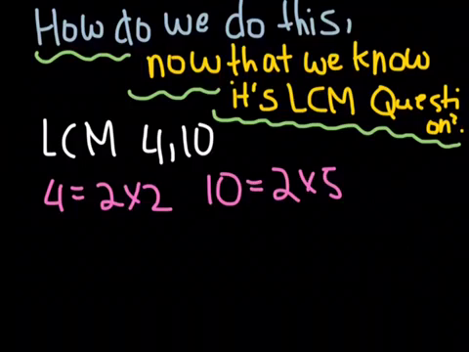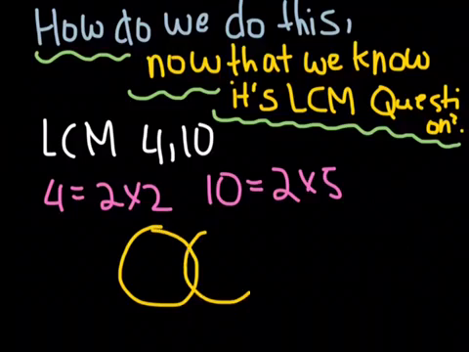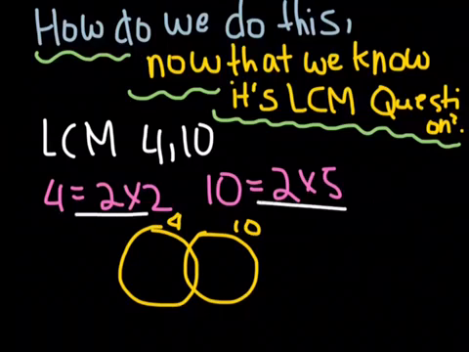If we want to do a Venn diagram, this is a Venn diagram, and that is 4, and that is 10, and that is the LCM. So what we need to do is look at both of these and find what's in common, what is in both of the numbers. If you see here, there's a 2, and then there's a 2 over here too.